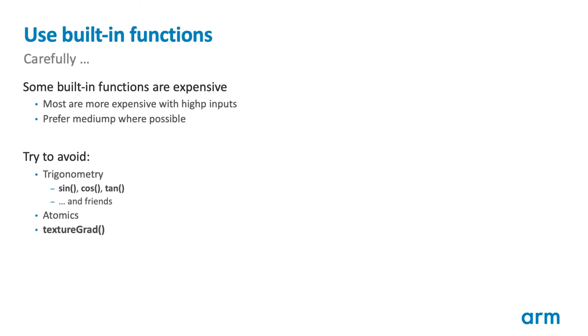Built-in function runtime also depends on variable precision. Mediump versions are usually faster than highp versions, so try to keep precision down where possible. Some built-in functions are relatively expensive, so we recommend not making heavy use of them. These include trigonometry functions such as sine, cosine, atomics, and the textureGrad function.